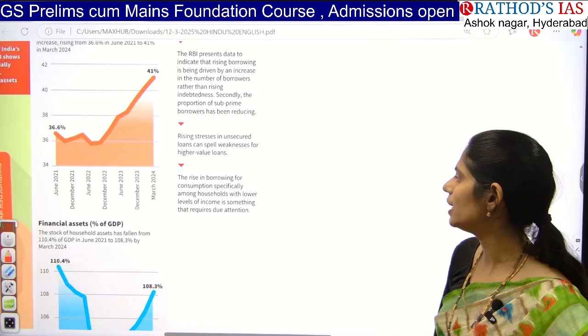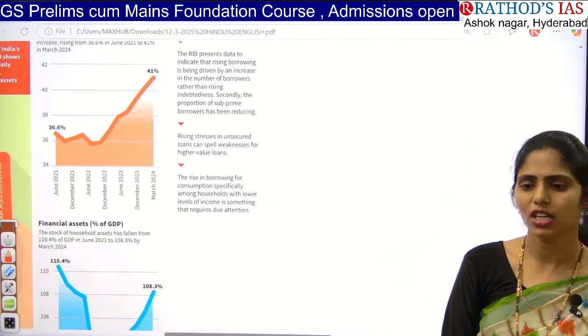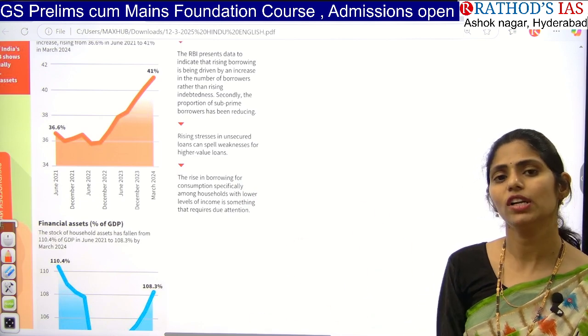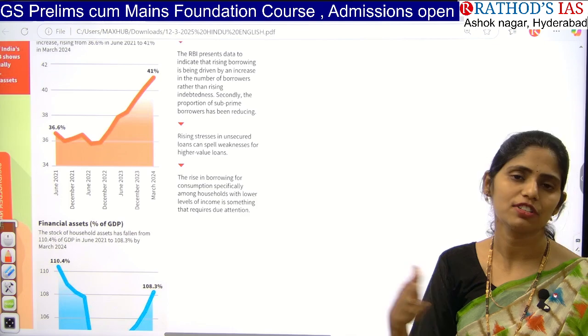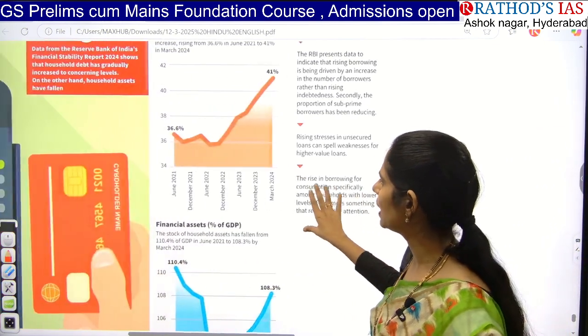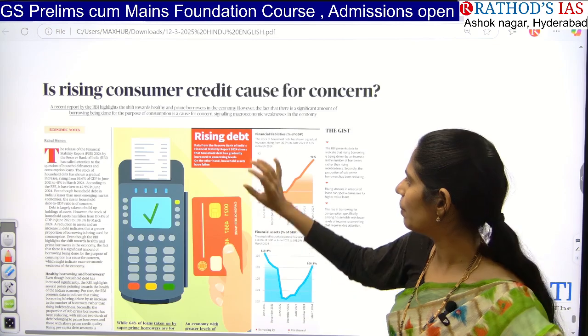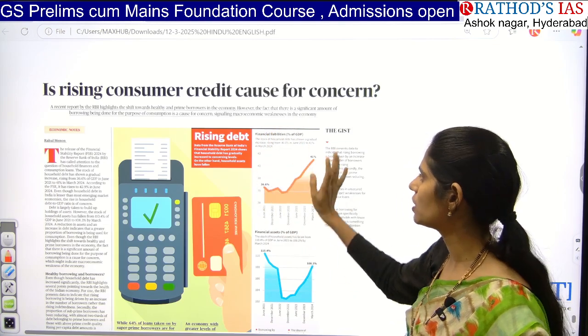Here RBI said that whenever there is increasing borrowing, there will be increasing consumption. Because of this, in turn it will lead to increasing demand for goods and services in the markets, that will lead to economic activity. So this is what is mainly said here. So there is no need of thinking more about this increasing debt.